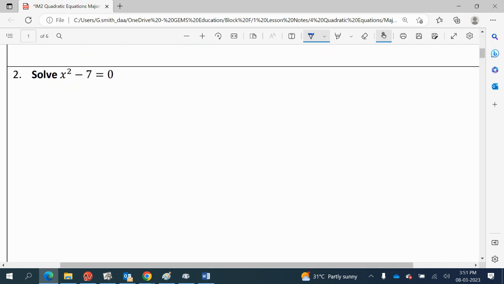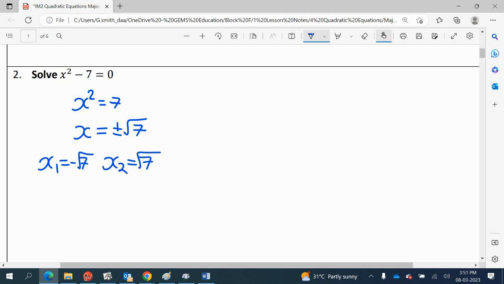Solve the equation. Let's rearrange into x squared equals a number. That gives us x squared is equal to 7. Take square roots of both sides, we get plus and minus root 7, which can't be simplified. This gives us x1 is equal to minus root 7, x2 is equal to root 7. Sorry, root 7.